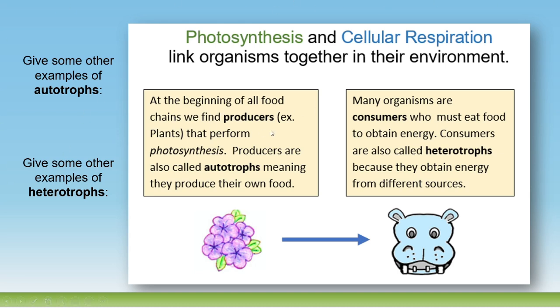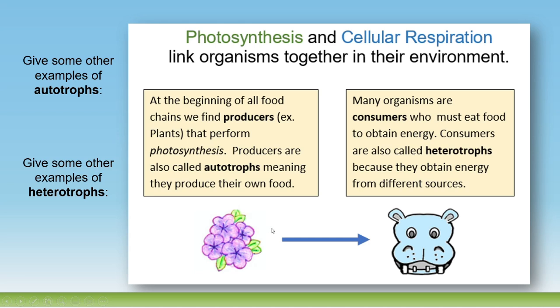So at the beginning of all food chains, we find producers. So think back to our ecology unit. Examples are going to be plants, and these perform photosynthesis. Producers are also called autotrophs. Auto meaning self, so they make their own food. They get their food technically from the sunlight.